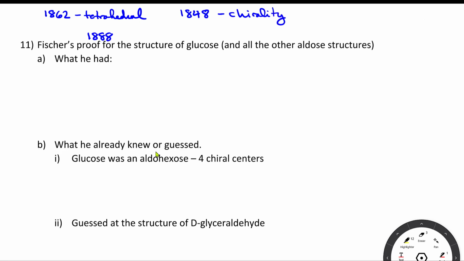So anyways, Fischer had melting points, so he could do melting points. That's how he identified lots of structures. He had the osazones that I mentioned earlier. He also had access to the ability to study optical rotation of solutions, or optical rotation.